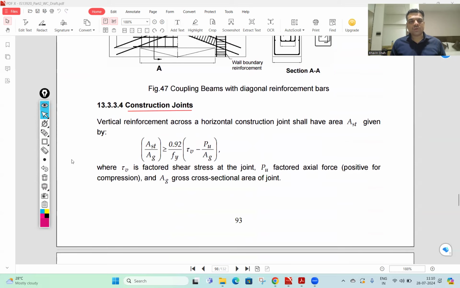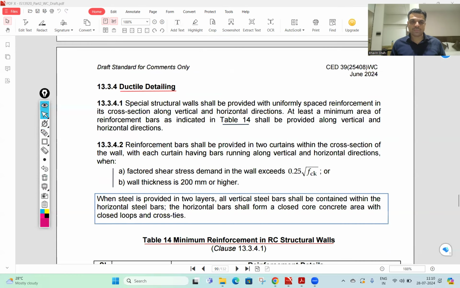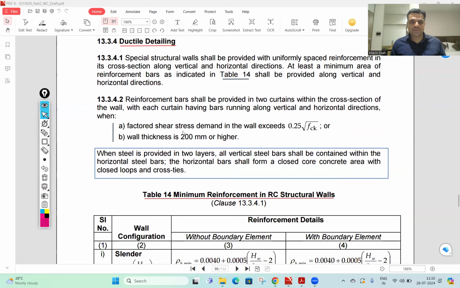For the construction joint, it is said that the vertical reinforcement across a horizontal construction joint shall have an area of steel, which we can define from this equation. For the ductile detailing, of course, this is one of the important points. I think we were following this in all the projects, but now it is made a part of the draft document.